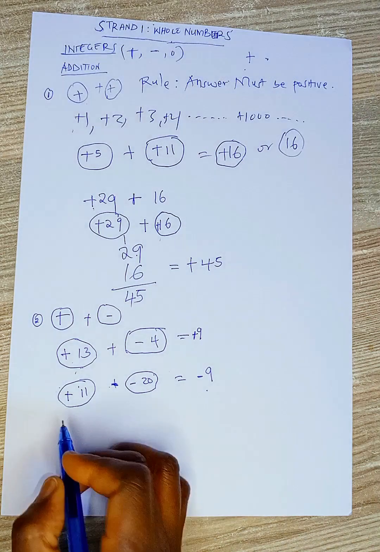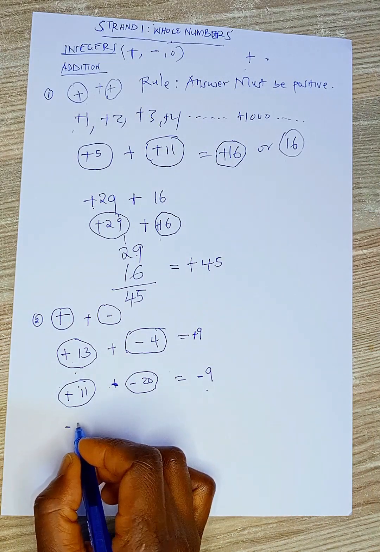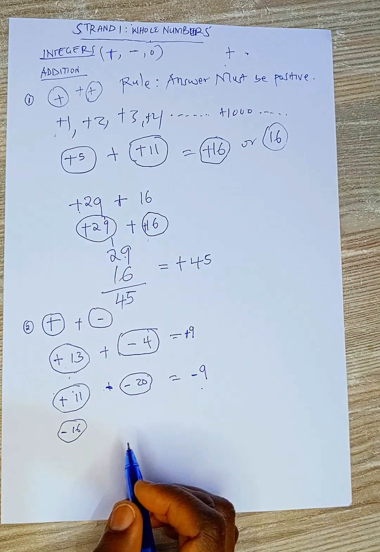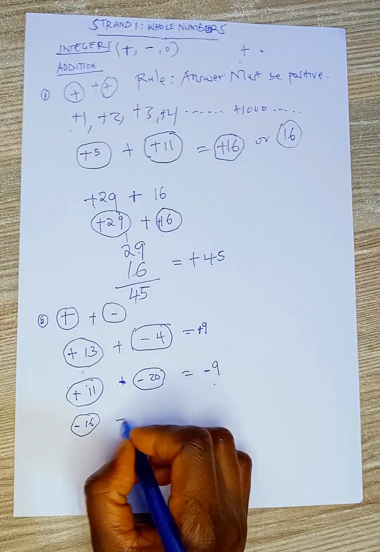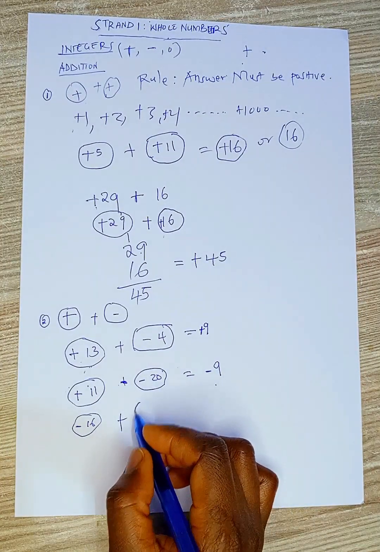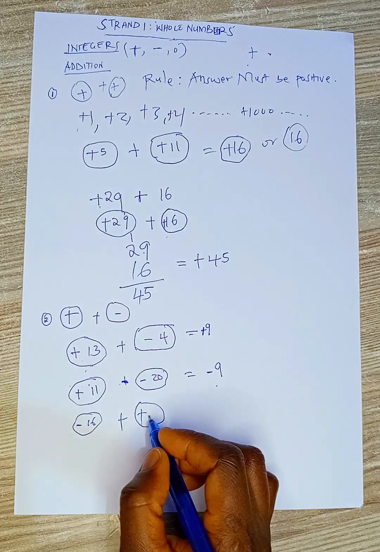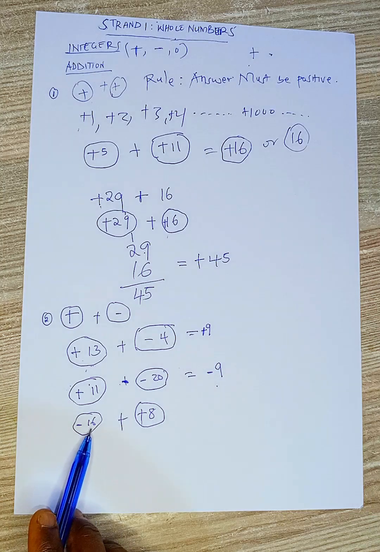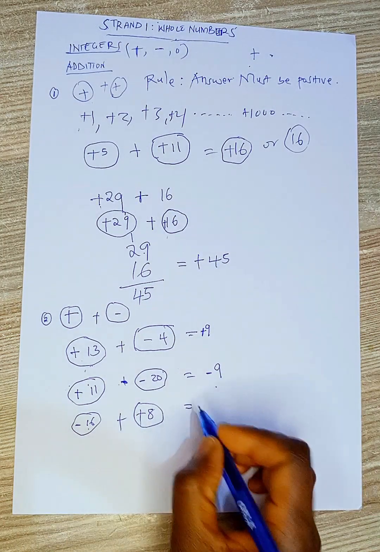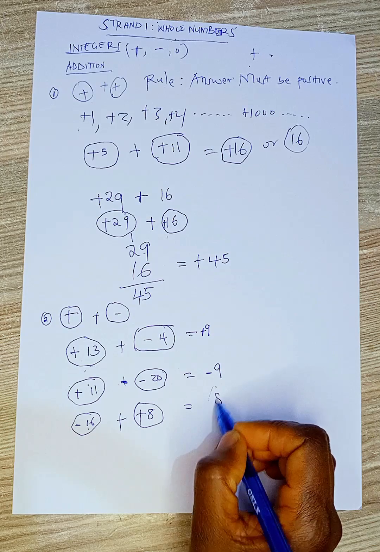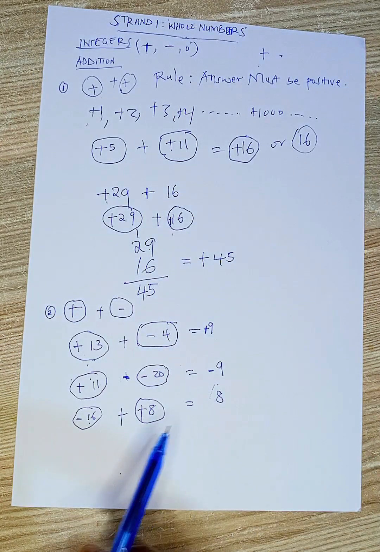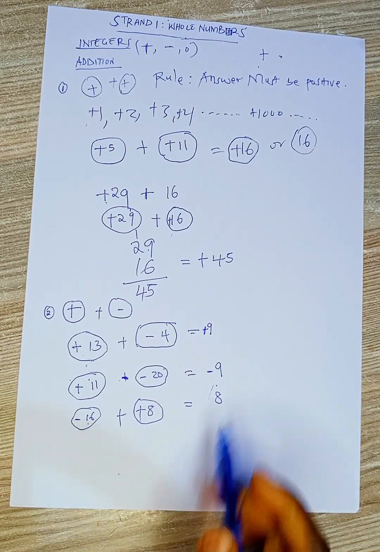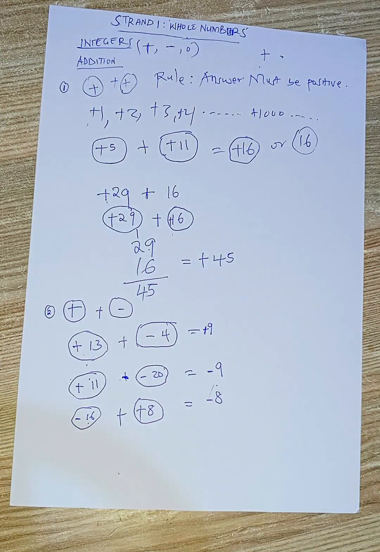Another example, let's say we have negative 16, and we are adding positive 8. So we take the larger number and subtract the smaller number, that is 16 minus 8, we get 8, and then we put the sign of the larger number. This is the larger number, so the answer is negative 8.